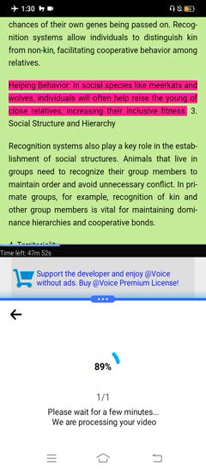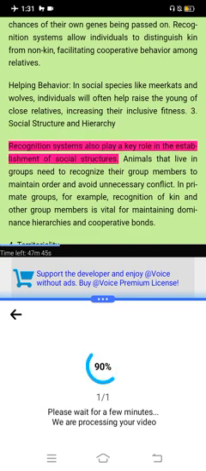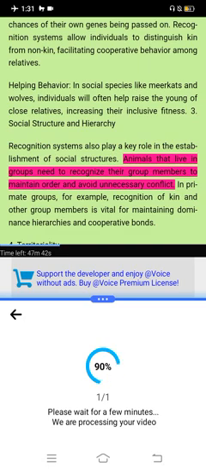Helping behavior. In social species like meerkats and wolves, individuals will often help raise the young of close relatives, increasing their inclusive fitness. 3. Social structure and hierarchy. Recognition systems also play a key role in the establishment of social structures. Animals that live in groups need to recognize their group members to maintain order and avoid unnecessary conflict.